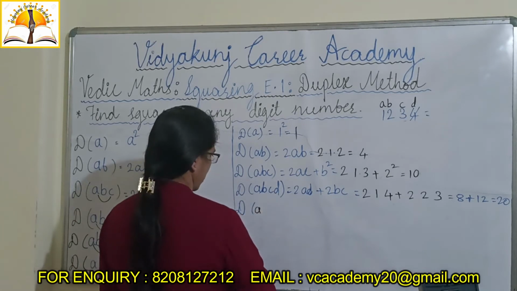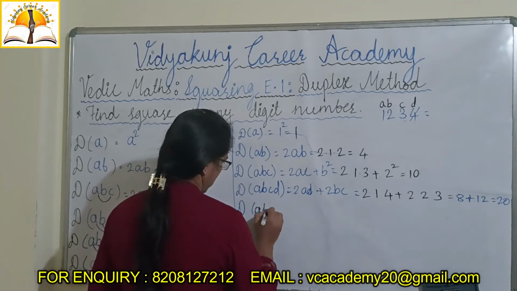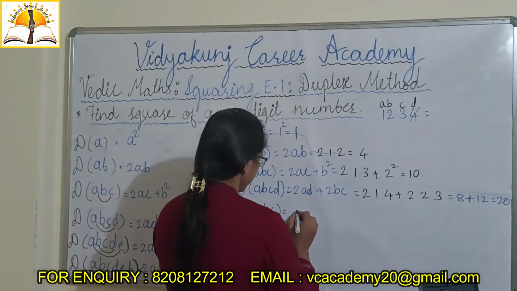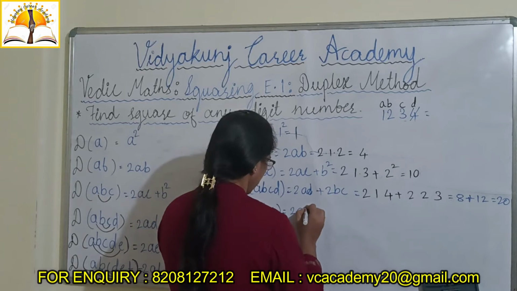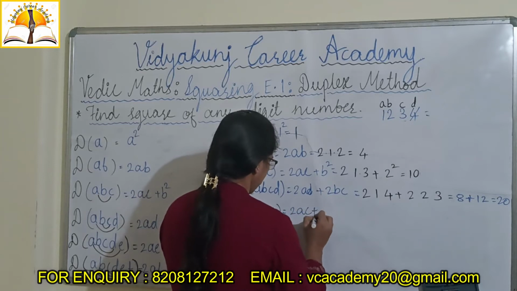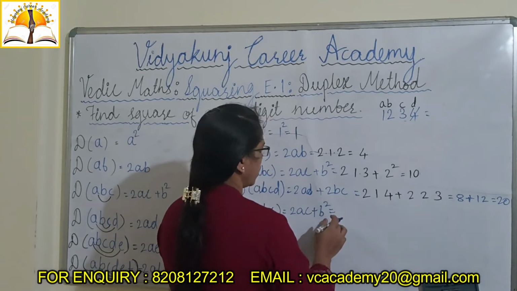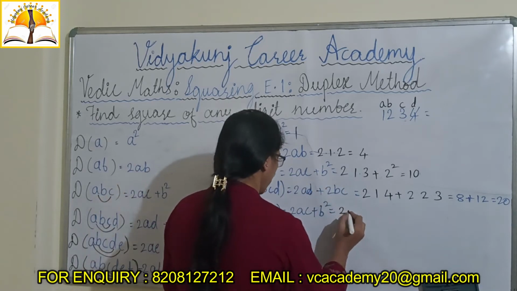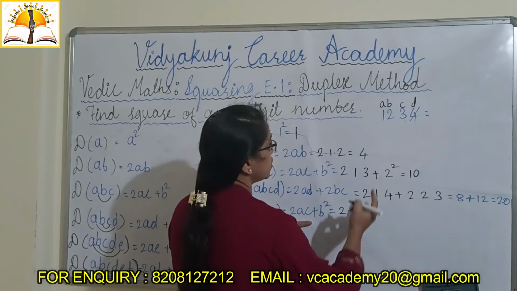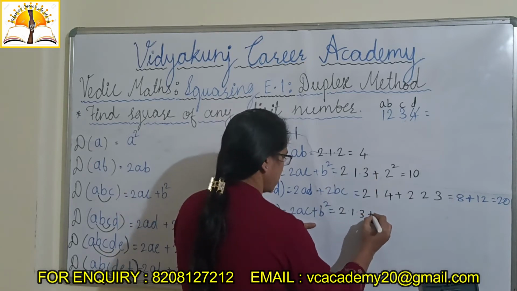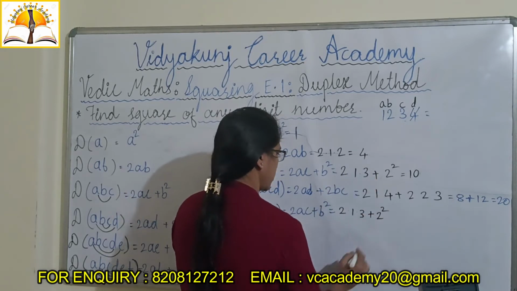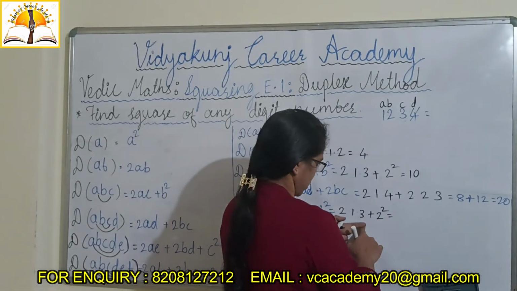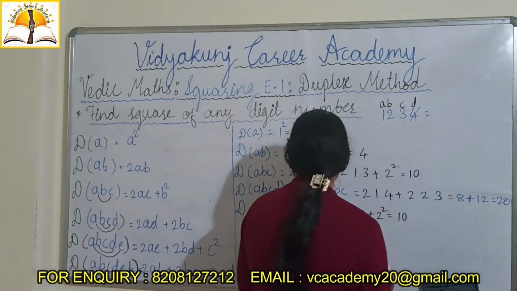A, B, C. In this case, 2 AC plus B square. Yes or no? Already we have done here. This one. 2, 1, C means 3 plus B square, 2 square. Yes or no? Here will be 6 plus 4, 10. Yes or no?